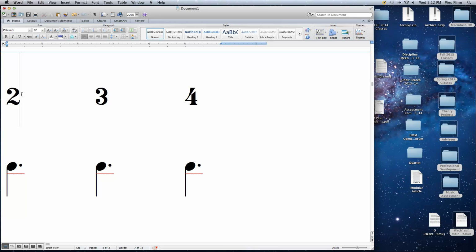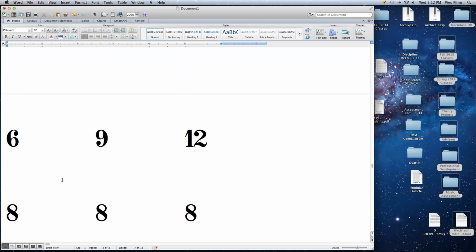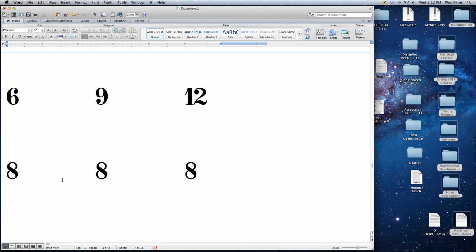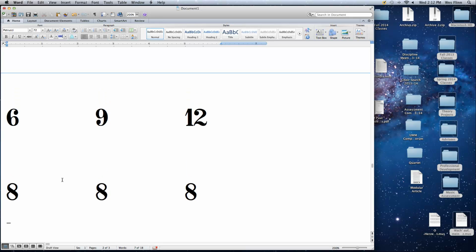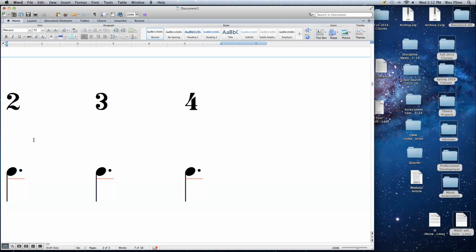We know we have 2 dotted quarters, which equals 6 eighth notes. We don't want to put an eighth note down there specifically, but we can do something like this. When you see 6/8, that does not mean 6 eighth notes precisely. Yes, 6 eighth notes are in there. But what it really means is 2 groups of three eighth notes each.